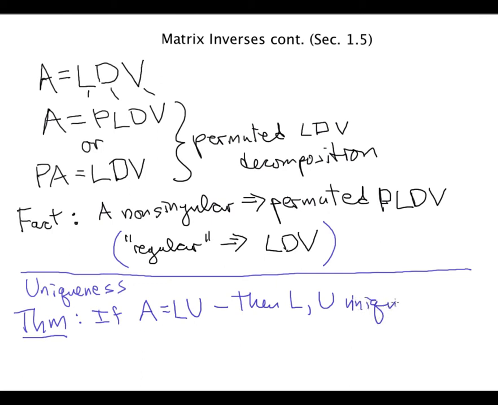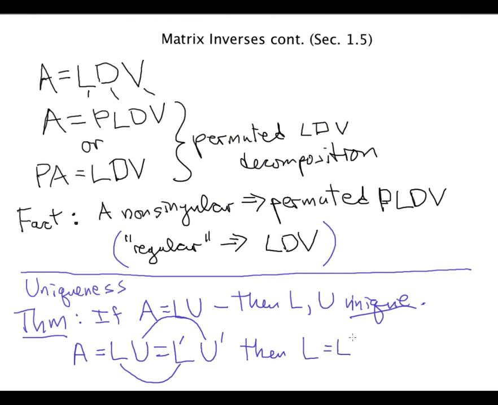That is to say, if you write A is equal to LU, or if you write it as L prime U prime, where both L and L prime, of course, are special lower triangular, and both U and U prime are upper triangular. If you write it in such a way, then the only way that this can be done is because L is equal to L prime and U is equal to U prime. So that's an important fact. The LU decomposition, when it exists, is unique.